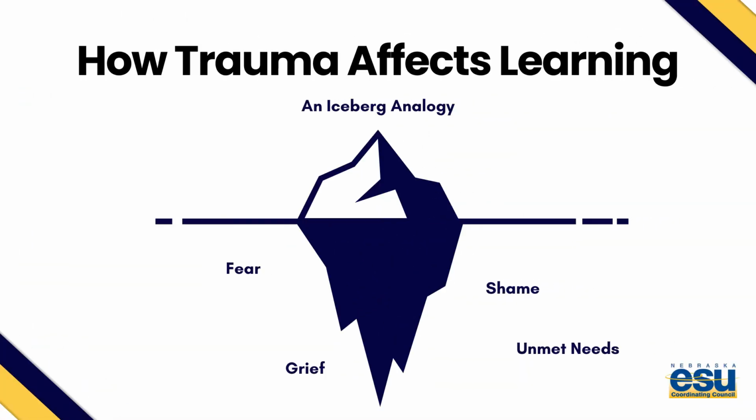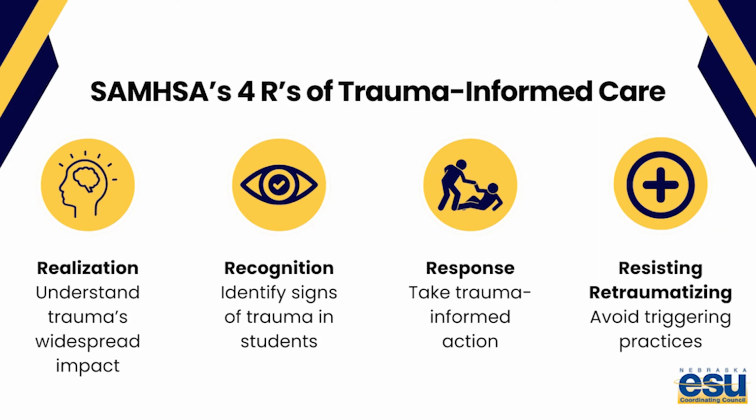colleagues. Realization starts with awareness. Awareness that what we may see on the surface is only part of the story. Like the iceberg model we discussed earlier, we must consider what's happening underneath: fear, grief, shame, or unmet needs. When we realize the scope of trauma, we prioritize both physical and emotional safety, and we build trust through clear communication and consistent boundaries. Recognition.